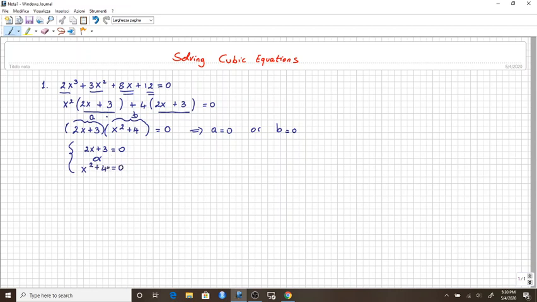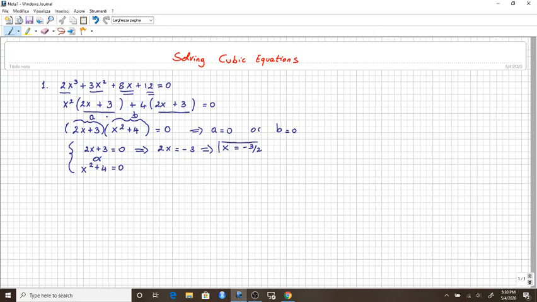And then from here we need to solve two different equations. So let's focus on the first one. Well, if 2x plus 3 is equal to 0, then this means that 2x must be equal to negative 3, which implies, if you divide both sides by 2, that x is equal to negative 3 divided by 2.